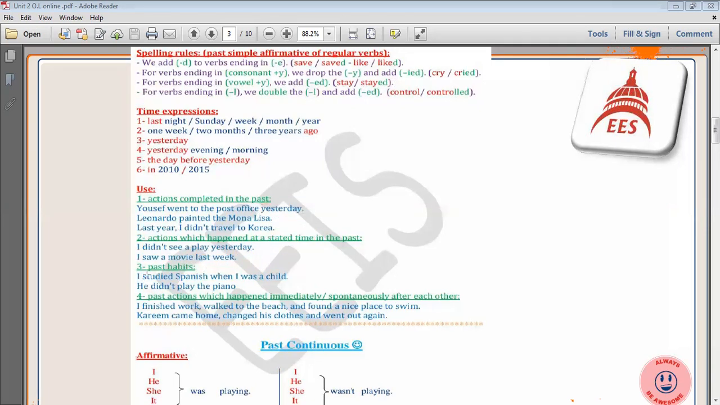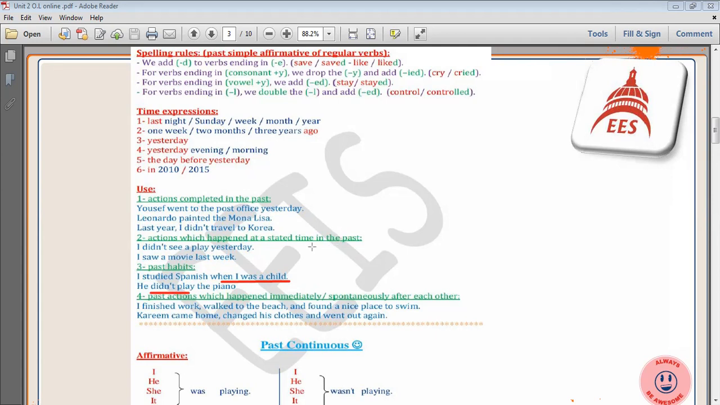Let's take a look at number three, past habits. Yeah, I can use the past simple to talk about the past habits. Look, I studied Spanish when I was a child, okay? When I was a child. So this happened when I was young. It was my habit, okay? He didn't play the piano. It means when he was young, he didn't do that. He didn't have that habit.